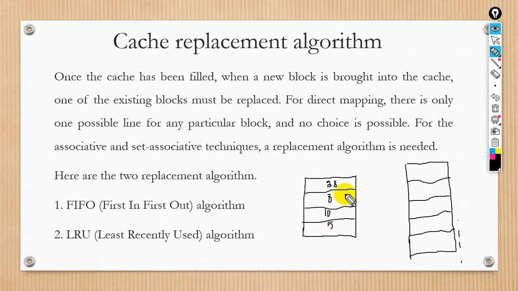For example, if the cache memory is filled with data, and you want to copy some more blocks from main memory to cache memory, now the cache memory is full and we cannot copy the data from main to cache memory. If we want to copy that data, then we need to replace these items.